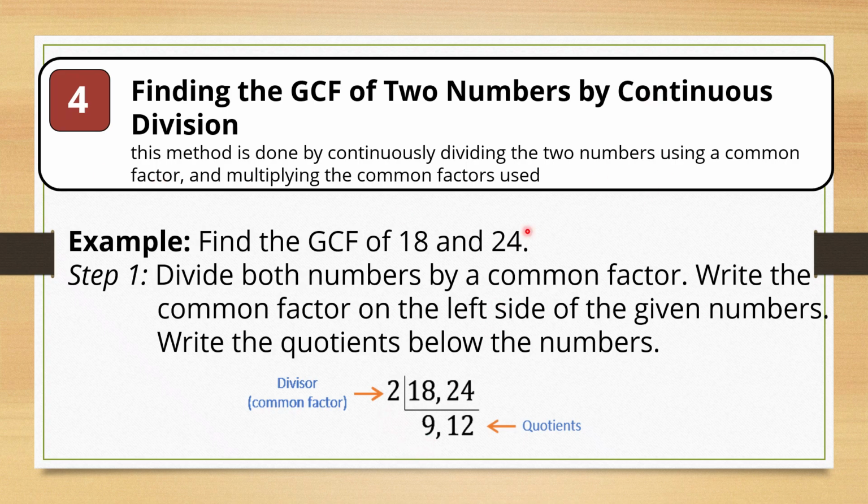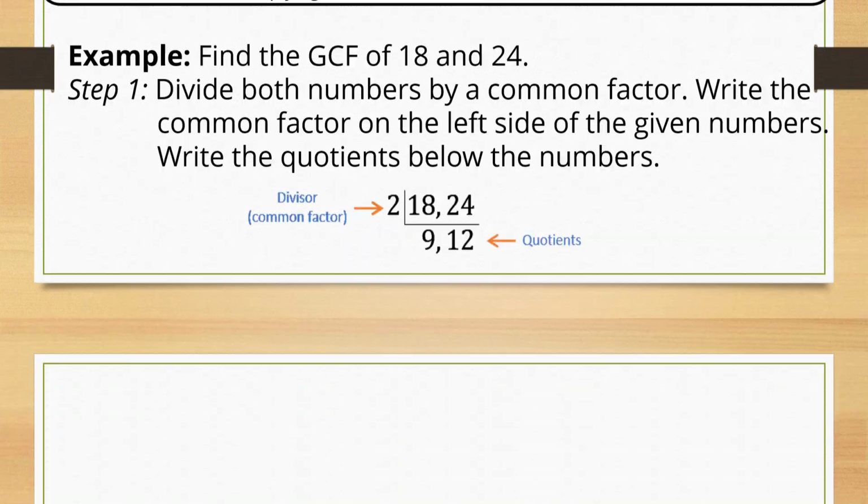As it says here, divide both numbers by a common factor. You write the common factor, which is 2, on the left side right here, and below the numbers 18 and 24, you write the quotient. Starting from 18, divide it by 2, you get 9. 24 divided by 2 is 12. These are the quotients. This is not yet the final answer, since 9 is still divisible by 3, so is 12. So let's try the next step.